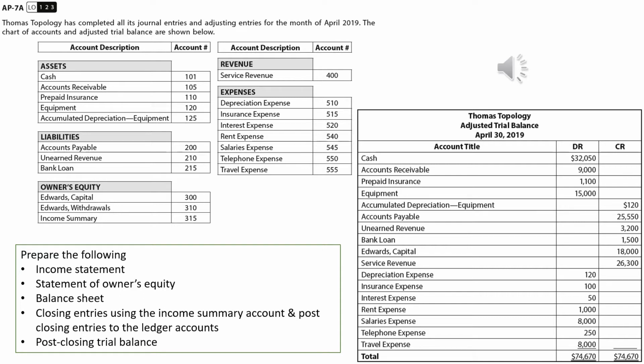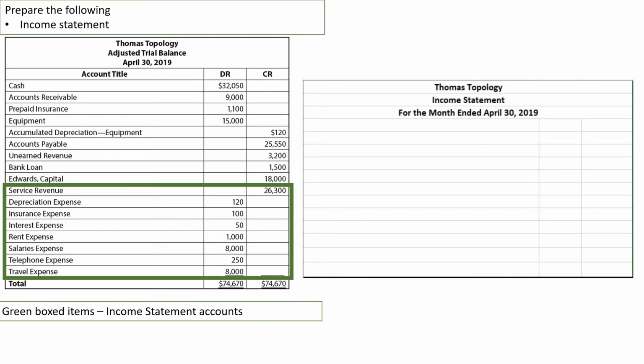And we're asked to do 5 things. We need to prepare an income statement, a statement of owner's equity, balance sheet, closing entries, the post-closing trial balance. We've also been provided the adjusted trial balance for consideration as we go through these next steps. So the first step is to prepare the income statement for Thomas Topology.